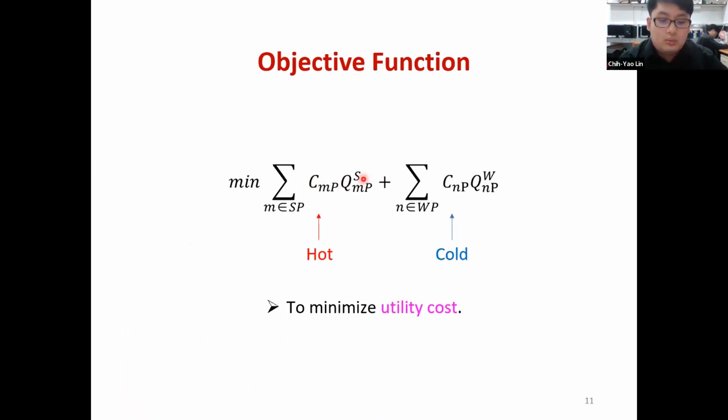This is the model's objective function to minimize utility cost. C is the utility price, Q is the utility demand. Now, I am going to move to the case study.